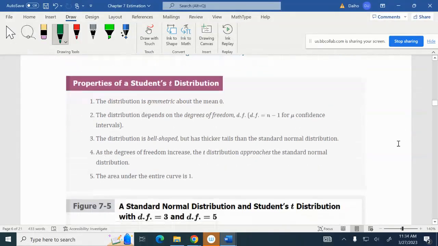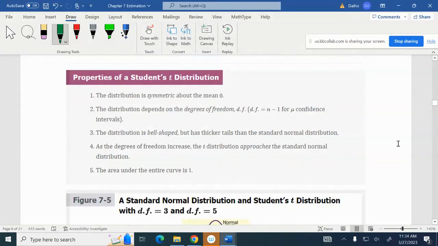It is bell shaped and symmetrical, with a mean equal to zero, and it depends on the degree of freedom. I will explain what the degree of freedom is in a second. The entire curve is 100% only, so in the middle it is shorter, but the tail is thicker. Okay, now let me introduce to you the degree of freedom.